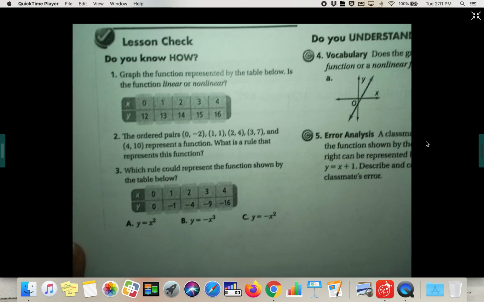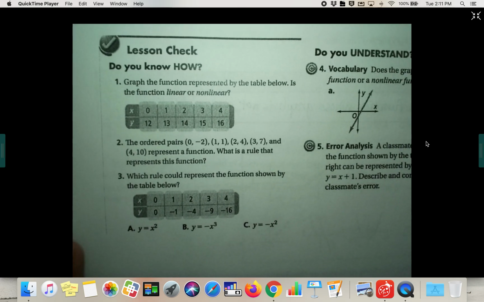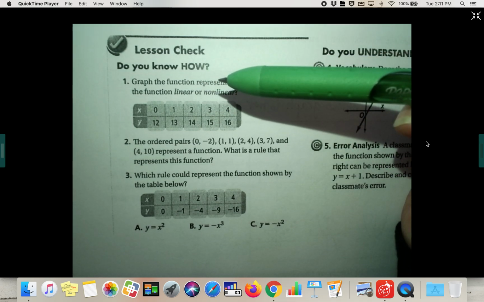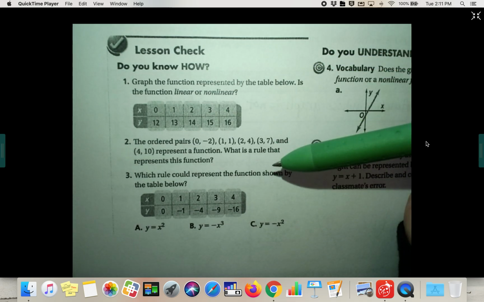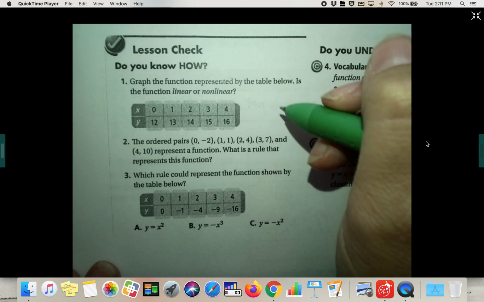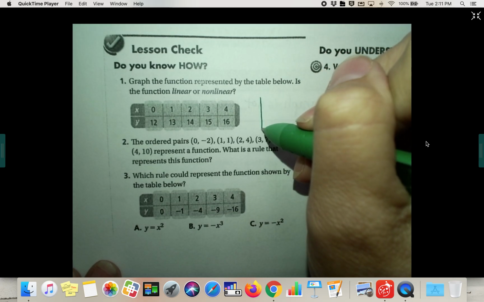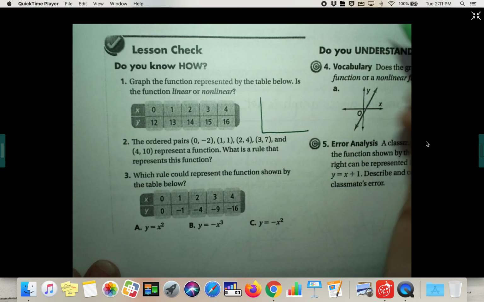And we'll check the "Did You Know" part on your own. Okay, so it first says graph the function. I'm so sorry I did not give you a graph to do this, but let's just draw a quick graph.